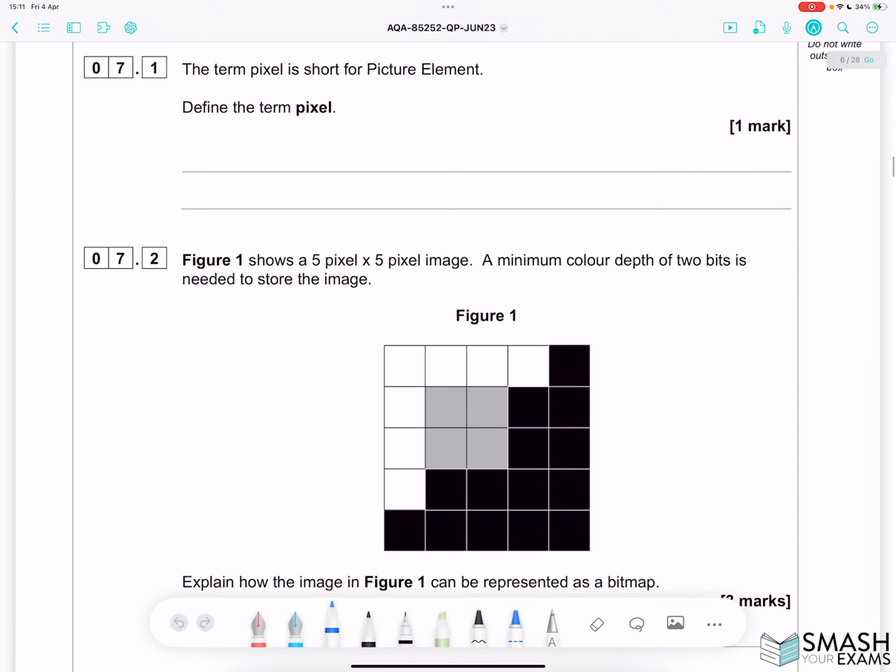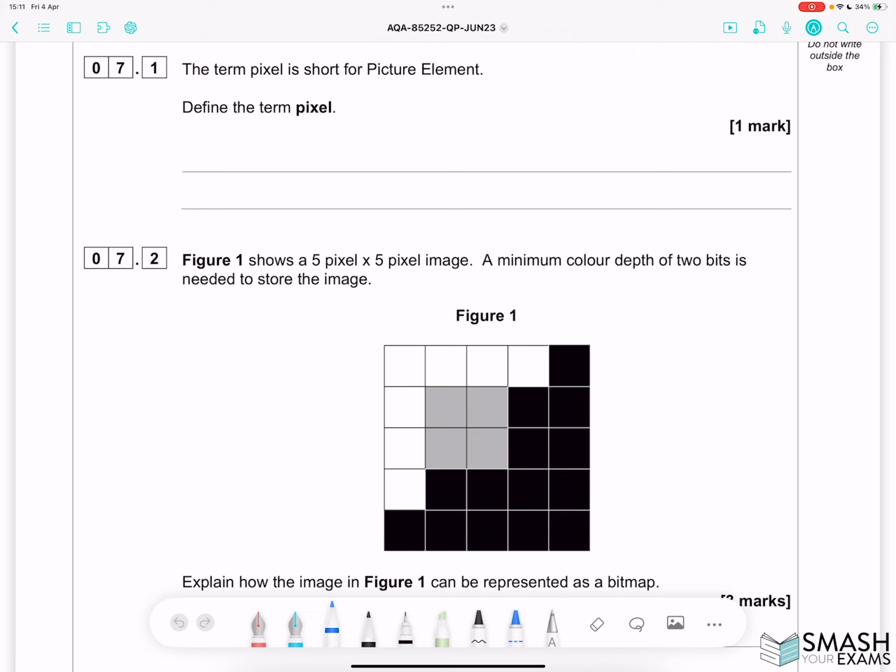We've got a blank page. So question number 7, part 1. We're now thinking about images. So we've shifted our brain from thinking about sounds to images this time. And it's saying that the term pixel is short for picture element. Define the term pixel. So it's asking us, do we understand what a pixel is?